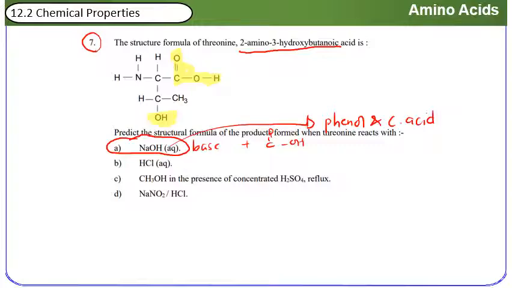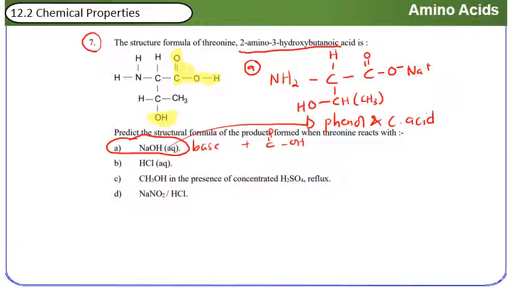Because of this, the product formed for structure A will have NH2 maintained, because the amino group is a base and will not react with NaOH. CH, and the C double bond O, OH will become O negative Na plus, and then here we have CH CH3. The OH is not strong enough to react with the NaOH, so we maintain it as OH. So this is the answer for A.